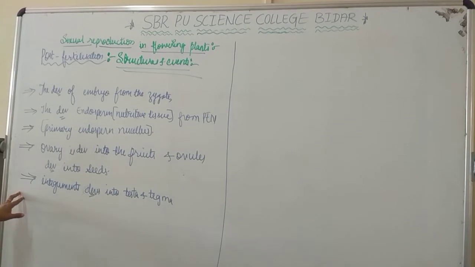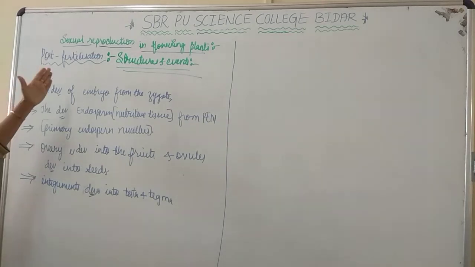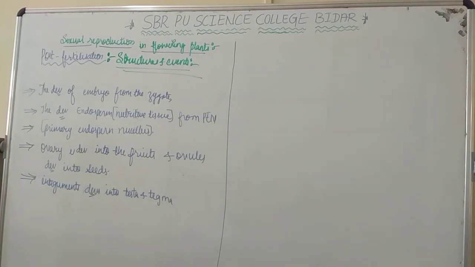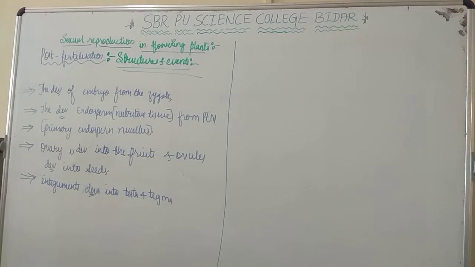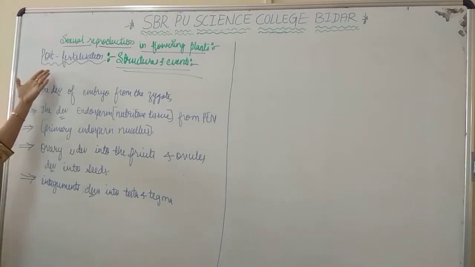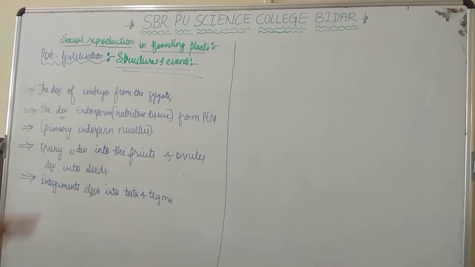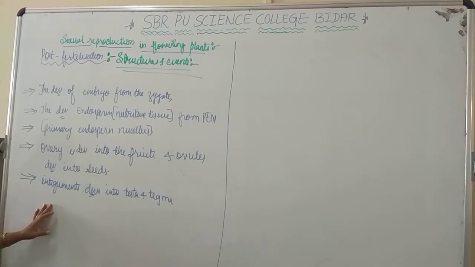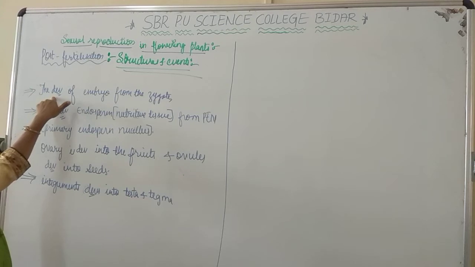The type of fertilization is double fertilization, triple fusion, in the case of angiosperms. We have studied the pre-fertilization events and the fertilization event. After that, in sexually reproducing organisms, the event taking place is the post-fertilization event. I have written here what things take place, which we are going to study in detail in today's class. Right? What are the things we got?